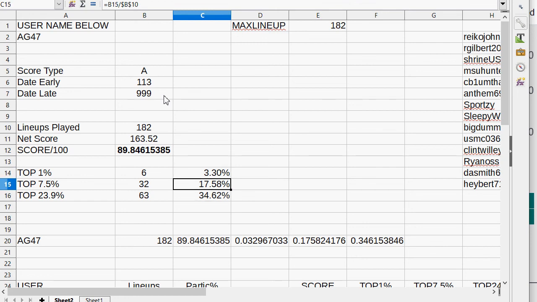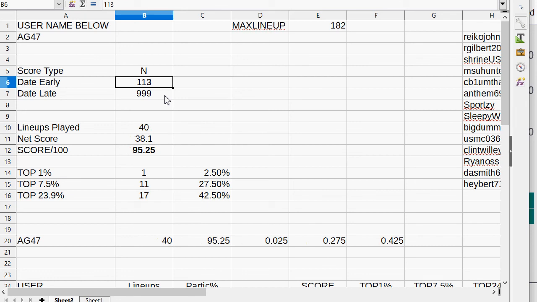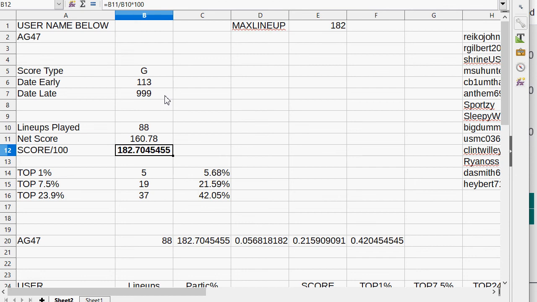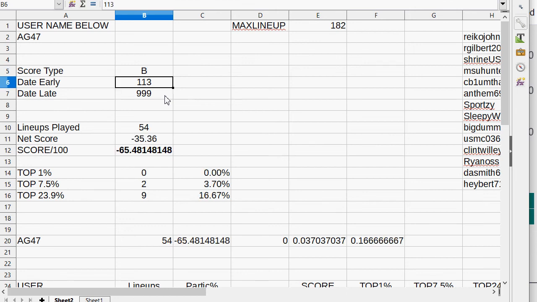17.5 and 34.2. If it's that of a good score, or let's just do neutral score. So my overall score is 89. I need capital X on here because unfortunately this is case sensitive. 95.25 is my score if I grade it neutral. If I grade it good, it's 182. This should be a return on percentage. The worst score you can be is minus 100. And my worst score is minus 65.